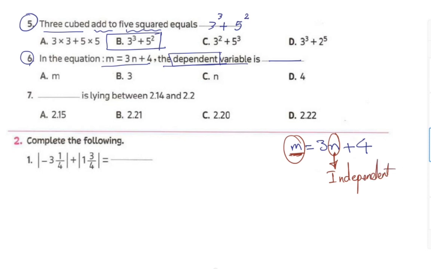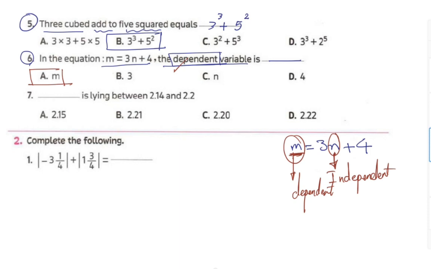Okay, and the alone one is the dependent. Why? Okay, now I will choose which one. He asked us about the dependent, so the dependent one is m, so choose m. But why is m dependent and n independent? Because the value of m is affected by the value of n.